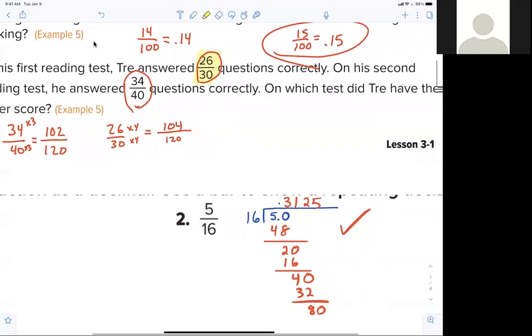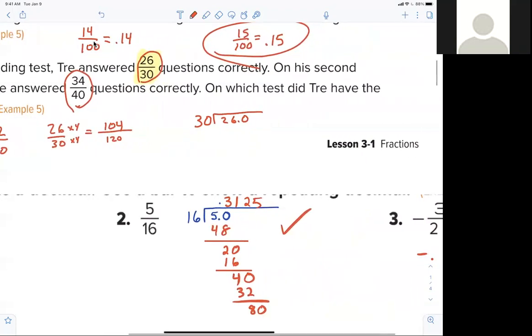We're going to divide 26 by 30. Now, what we're going to do here is I want to show you that you don't have to do all of the division. So I want 30 and then I want 26. Everybody put this on your paper. And then I want 40 into 34.